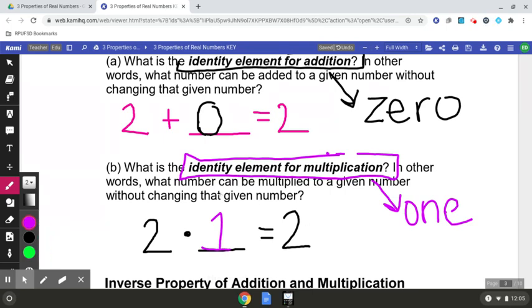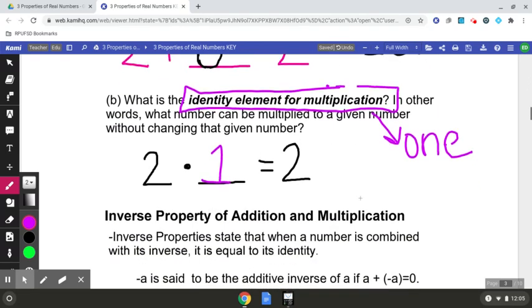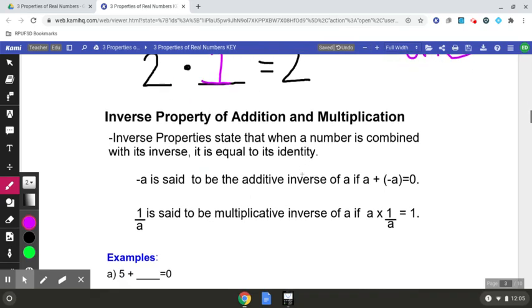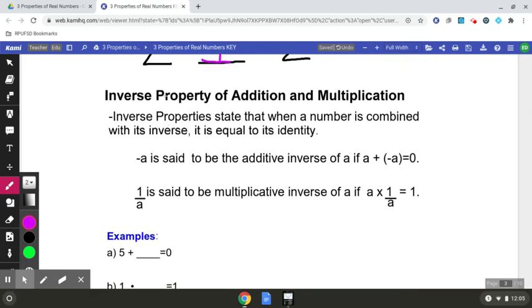The identity doesn't change. So those are your identity properties. You keep the number the same. For addition, you would add 0, and for multiplication, you would multiply by 1. Okay, the next one is called the inverse property, and I like to think of the word inverse as opposite.